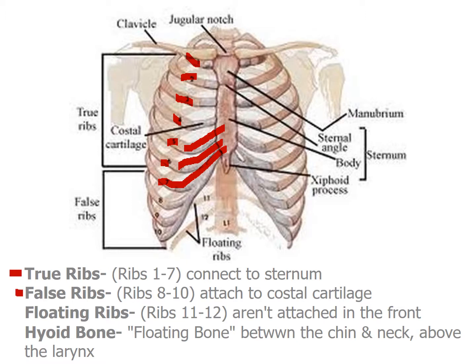False ribs, 8, 9, 10. They don't connect directly to the sternum, but come through here, connecting to this cartilage structure and then to the sternum. So that's what we call false ribs. And then the floating ribs, 11 and 12. They're not attached in the front.